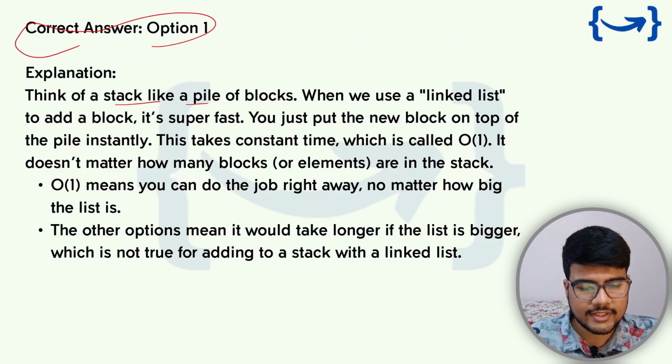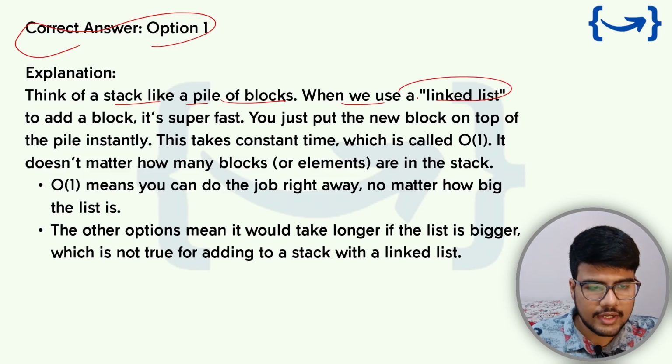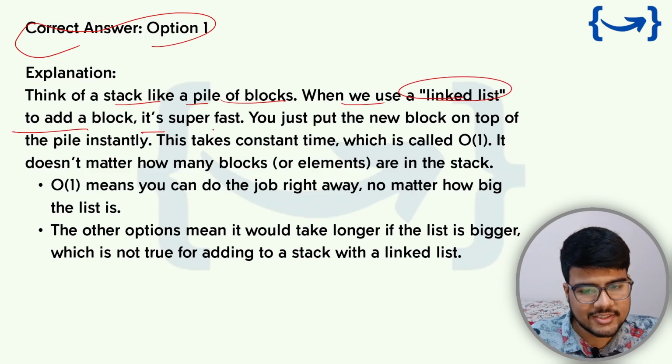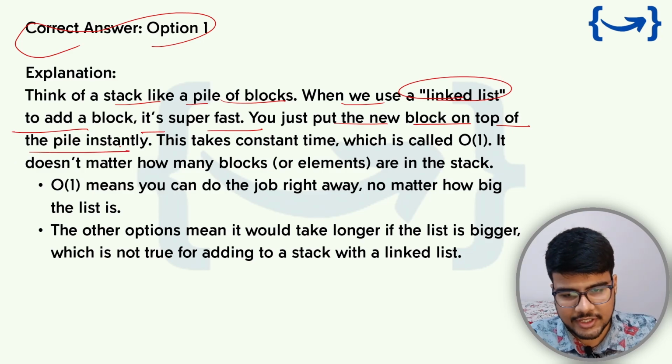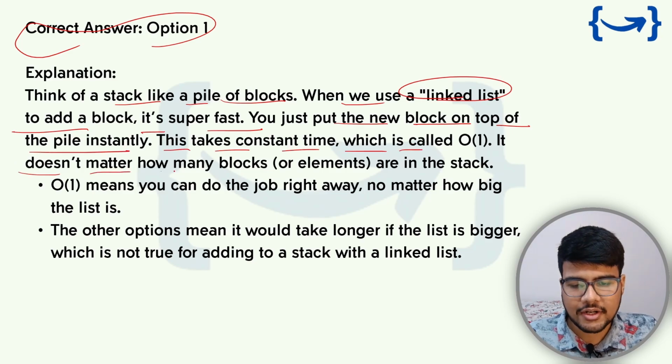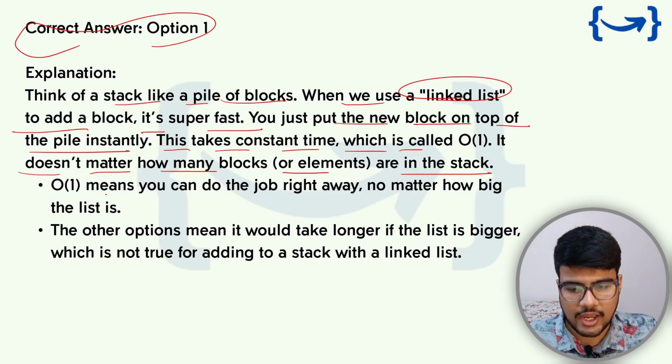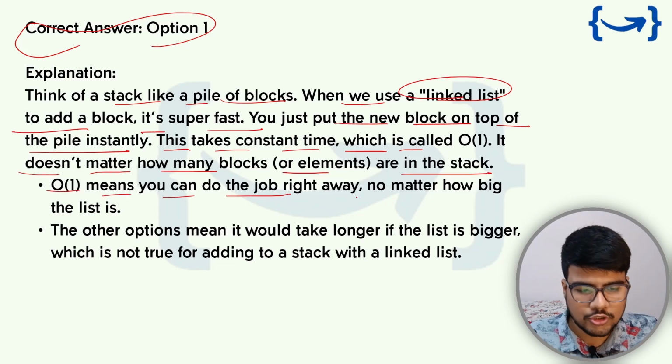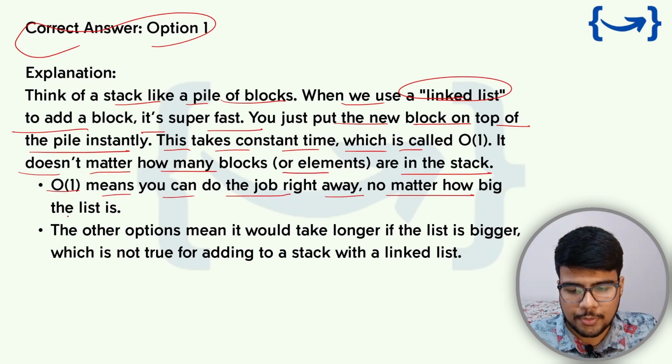So think of a stack like a pile of blocks. When we use a linked list to add a block, it's super fast. You just put the new block on top of the pile instantly. This takes constant time, which is called O(1), so it doesn't matter how many blocks or elements are in the stack. O(1) means you can do the job right away, no matter how big the list is.